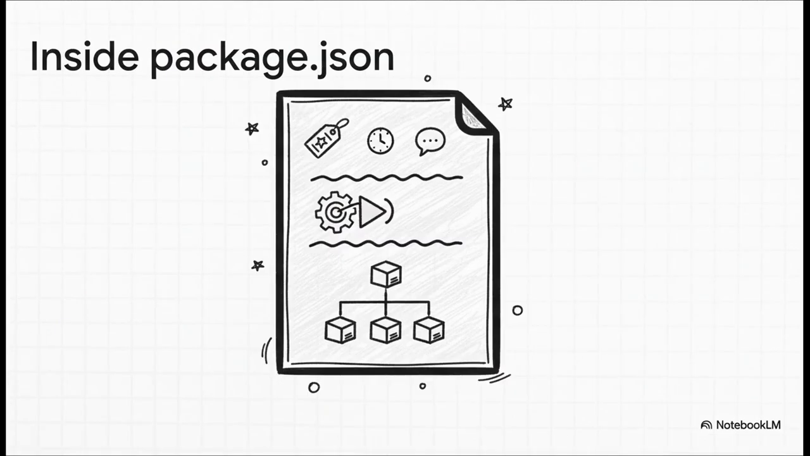So let's peek inside this package.json file. It's not just a bunch of boring metadata. Sure, it has your project's name and version, but it also holds custom scripts you can run for things like testing or building your app. And most importantly, this is where it keeps a list of every single outside package your project depends on.